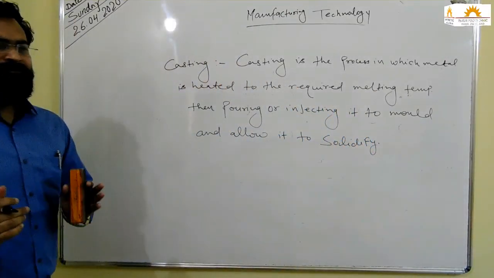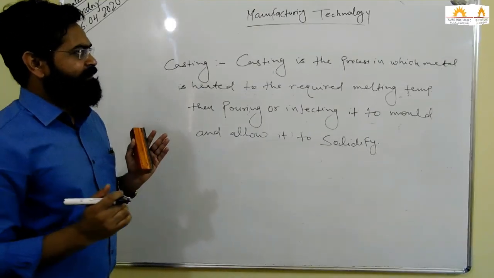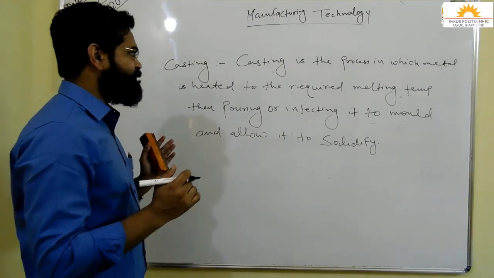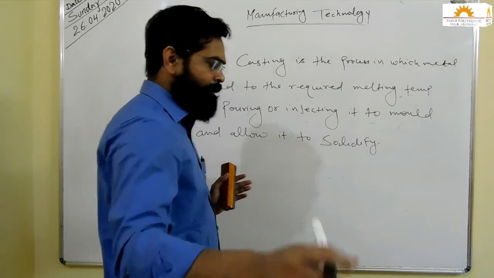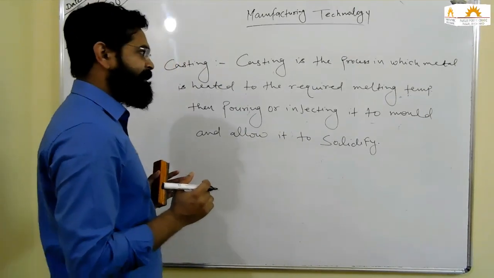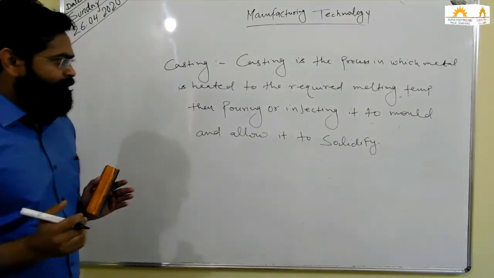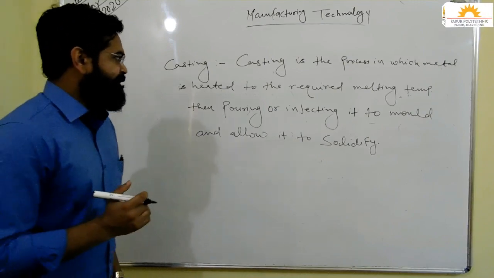So what is casting actually? Casting is the process in which metal is first heated to the required melting temperature, then poured or injected into a mold and allowed to solidify.